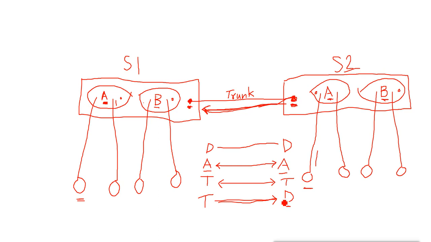And suppose this side is in dynamic auto mode, and this side is dynamic desirable, then also they will create trunk. They will convert into trunk. Why? Desirable is sending the request to the other side, and when auto sees the request, it will convert itself into trunk. It says okay, we will do trunking, and because the other side is accepting the request, then this auto will also become trunk.